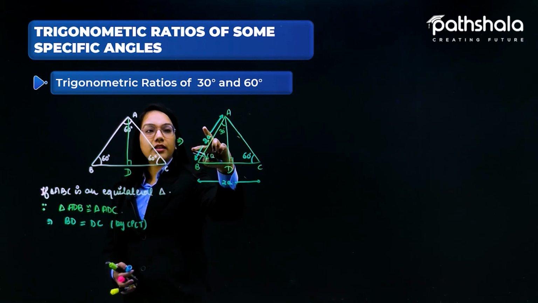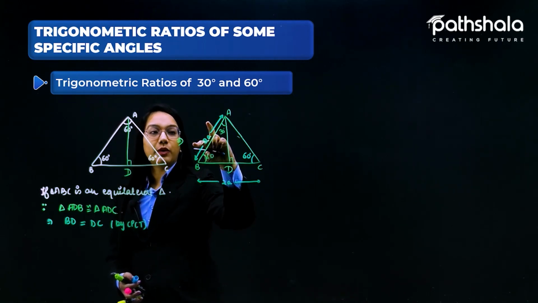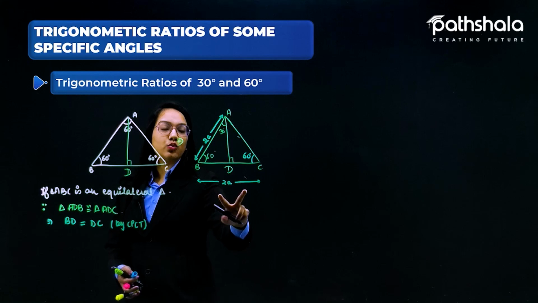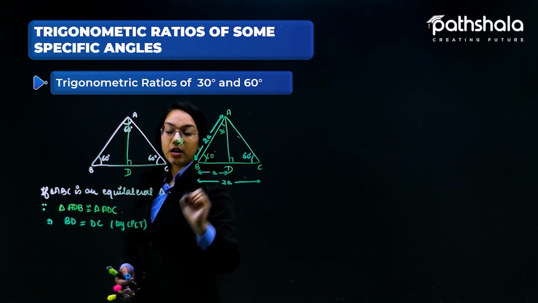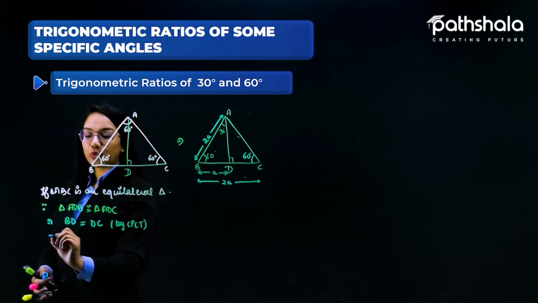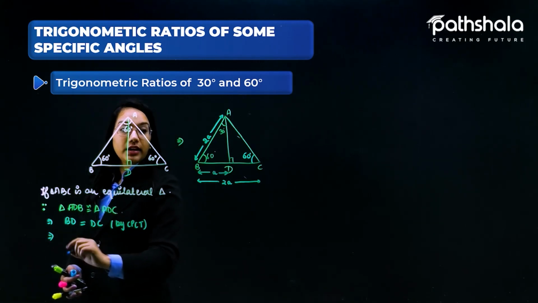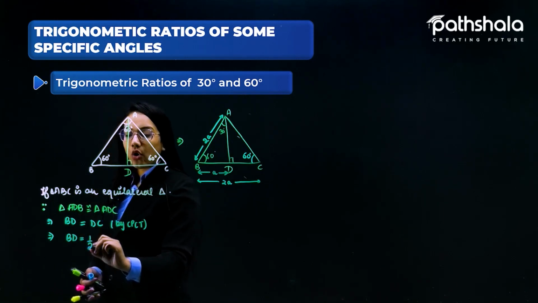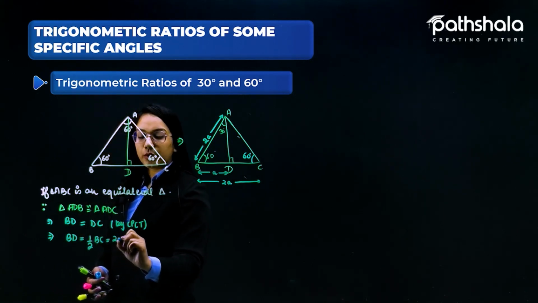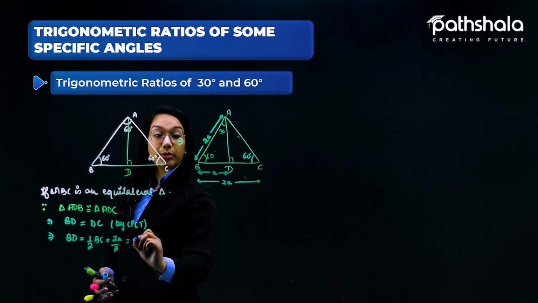And if I'm taking the length of this equilateral triangle as 2A, so if this is 2A, this is 2A, so definitely BD would be half of 2A, which is A. Since BD is equal to DC, it implies that BD would be half of BC, and this is 2A by 2, so as you can see, this is A.